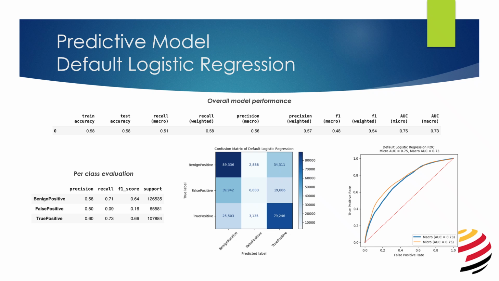The ROC curve further confirms its lack of strong separation between classes, showing why more complex models will be needed to improve these results.